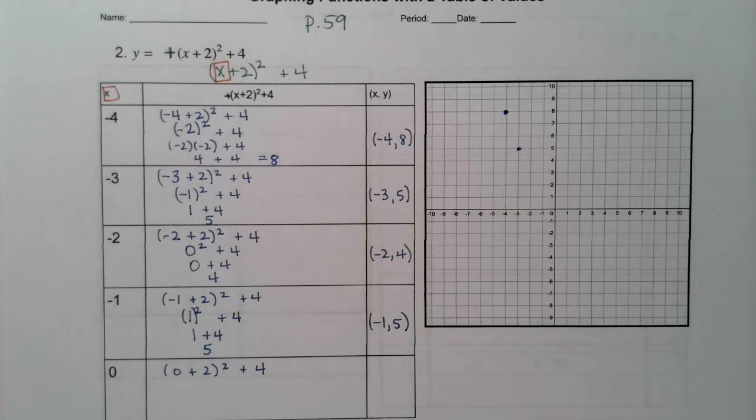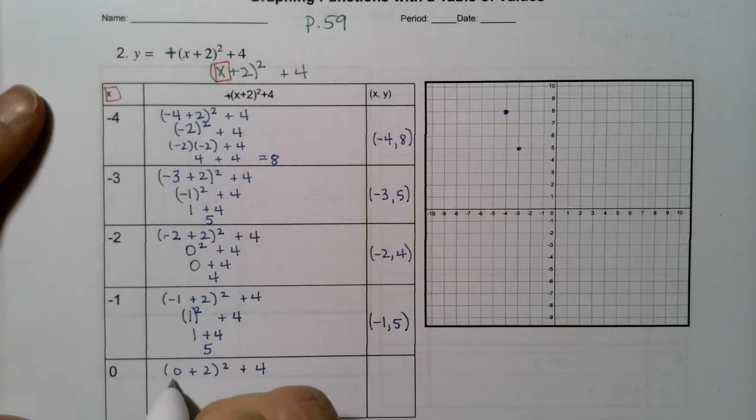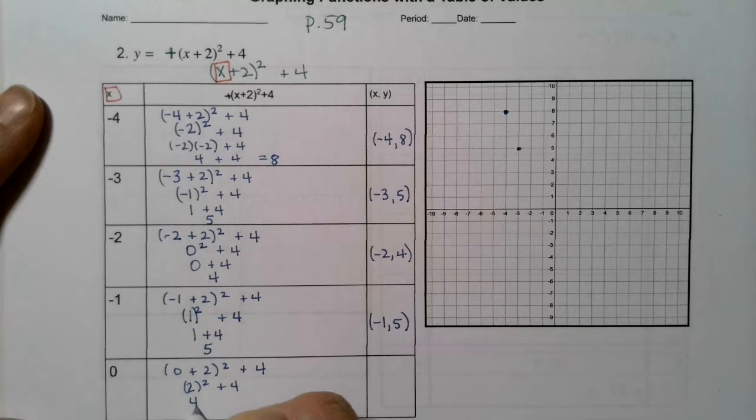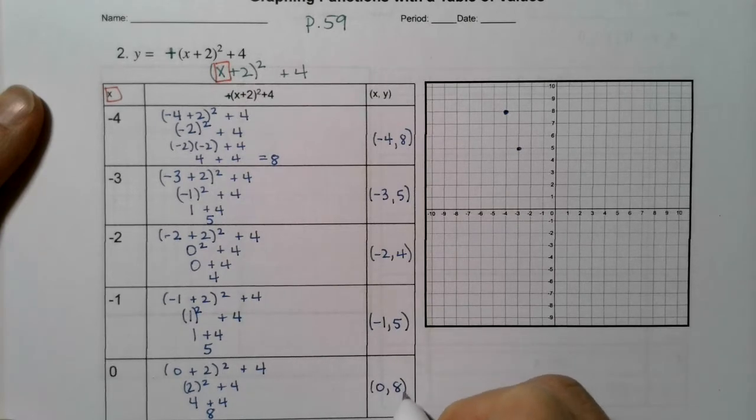And I'll go back and plot those in just a minute. Finally, when we plugged in 0 for x, 0 plus 2 is 2. 2 squared plus 4, recopy our line. 2 squared is the same thing as 2 times 2, which is 4. Plus the 4 we have over here is 8. So this ordered pair, when x is 0, y is 8.